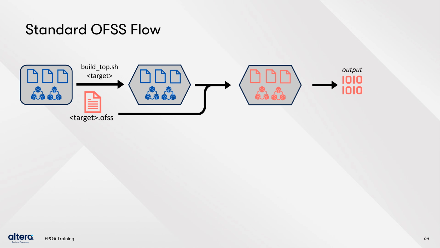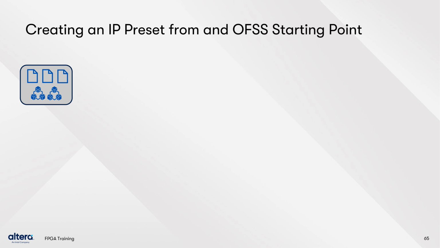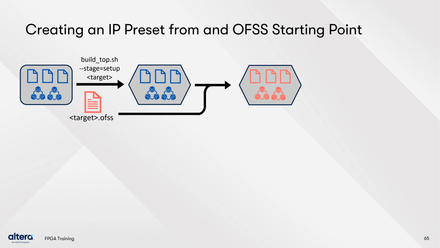Here is the standard OFSS flow that we saw previously, where a settings file is used to modify IP and design settings. Now let's see how this flow changes if you want to create an IP preset to be used during your build. This flow describes how to use OFS settings to get to a starting point, then make further modifications to the IP. As before, you start with the OFS FIM source files, but this time you run only the setup portion of the build script with OFSS.